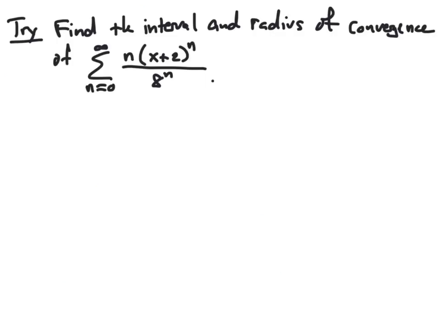If you'd like to try an entire example like this on your own, pause the video and find the interval and radius of convergence of this series from n equals 0 to infinity of n times (x plus 2) to the n over 8 to the n. Resume the video, and in a few seconds, you'll see a full worked out solution for this particular problem.